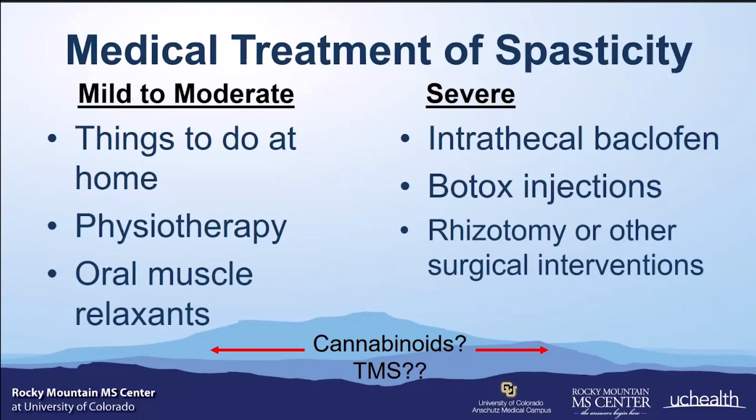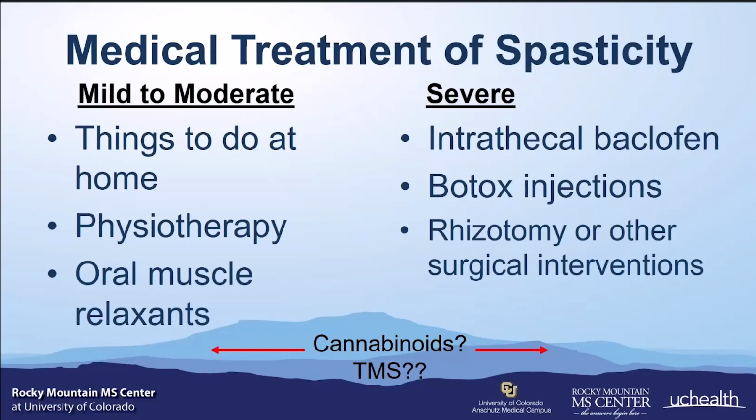So let's get into how we treat spasticity. I've divided it here into whether the spasticity is mild to moderate or more severe. There is some overlap. So even when it is severe, you might still be doing some of the things that you would do in the mild to moderate category.